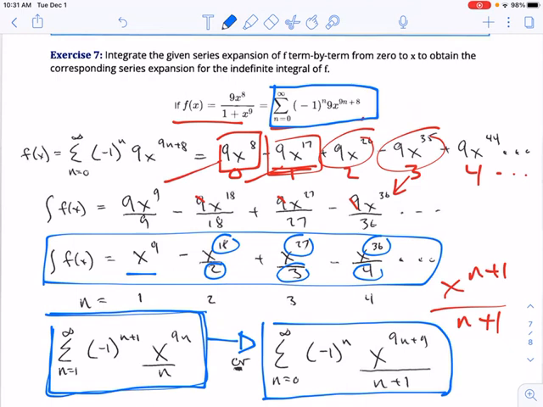All right, that's it. Differentiation, integration, term by term for power series.